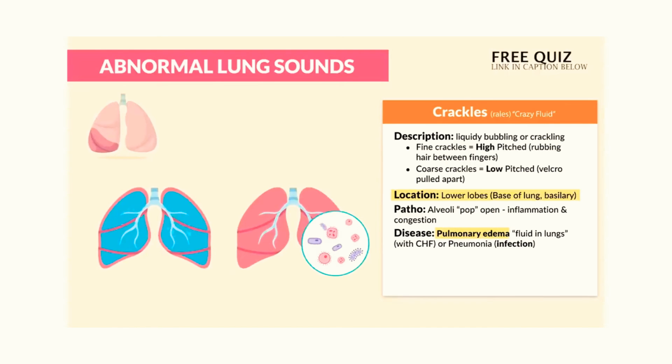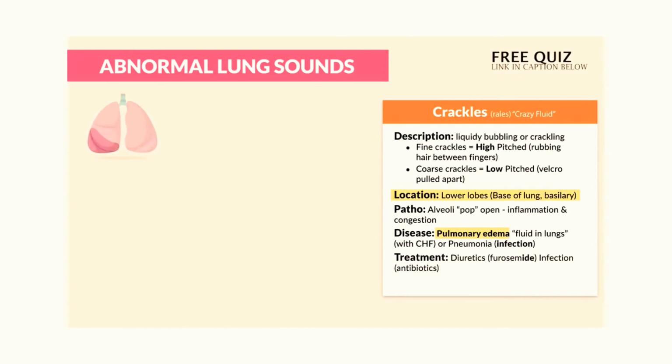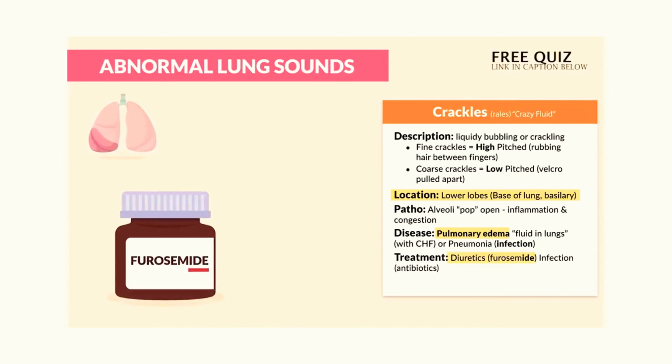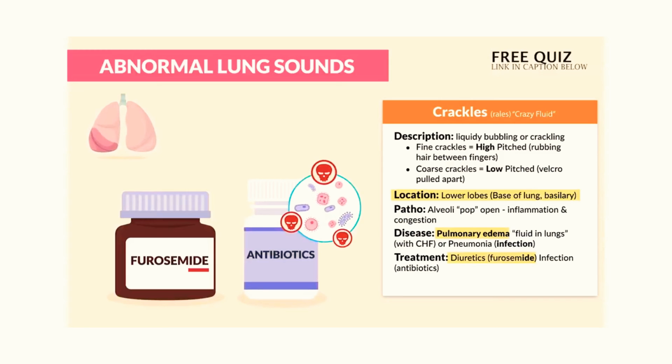It leads to secretion of fluids, or it might be due to explosive opening of the collapsed area, or the presence of pulmonary edema, where we have deep infection inside the lungs. So for treatment, we give diuretics like furosemide for that heart failure patient with pulmonary edema, and for the infection like in pneumonia, we give antibiotics.